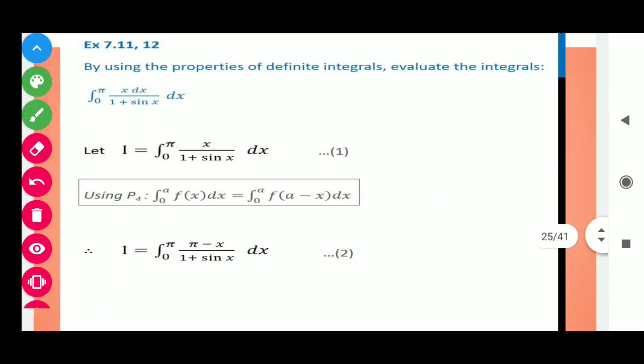Let's have the next question, question number 12. By using the properties of definite integrals, evaluate the integral. Here the limits are 0 to pi and the integrand is x over 1 plus sin x. Okay, so students, in 95% cases we use the property that adding the limits 0 plus a we get a, and replace the x function with a minus x.